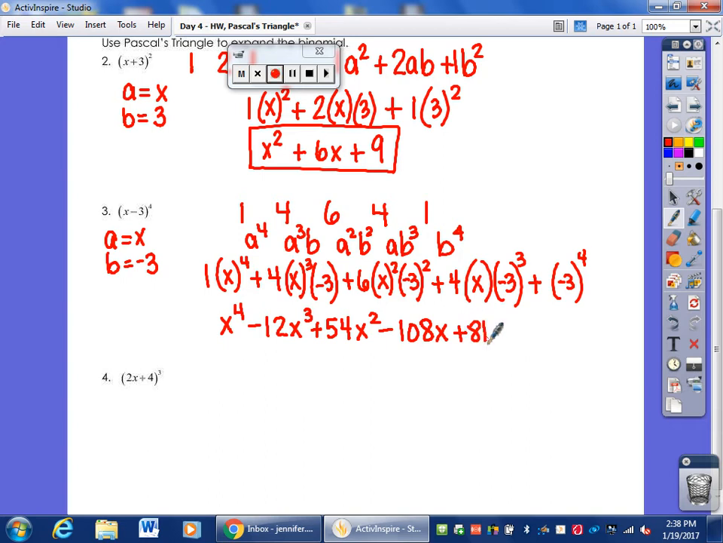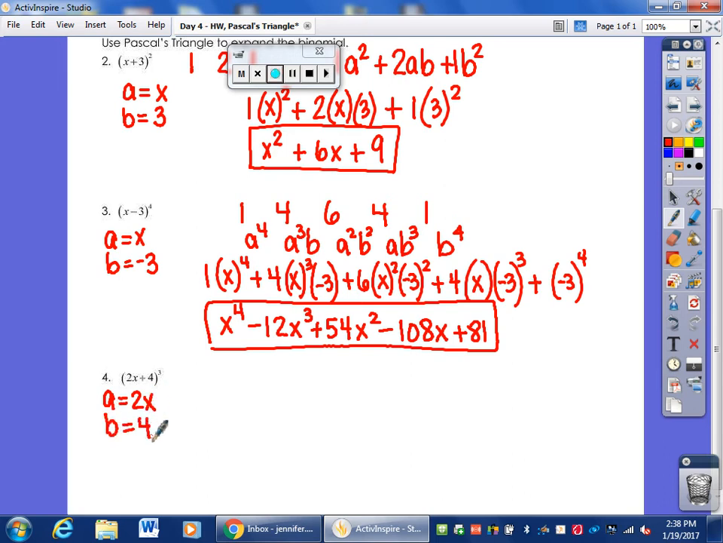And then you've got -3 to the 4th, which is a +81. Remember that any number to an even exponent has to be positive, even the negative ones. Because 4 negatives would make a positive, 6 negatives would make a positive, 2 negatives would make a positive, and so forth.